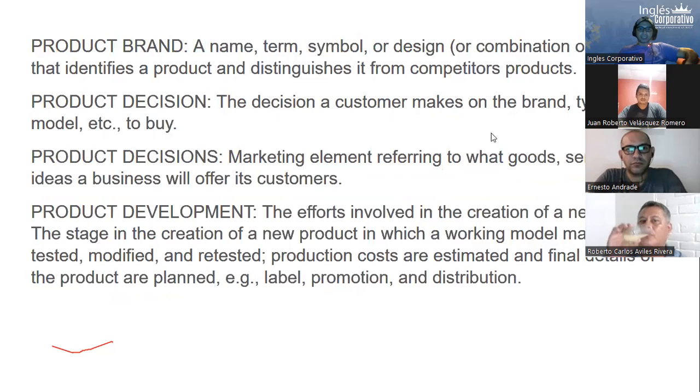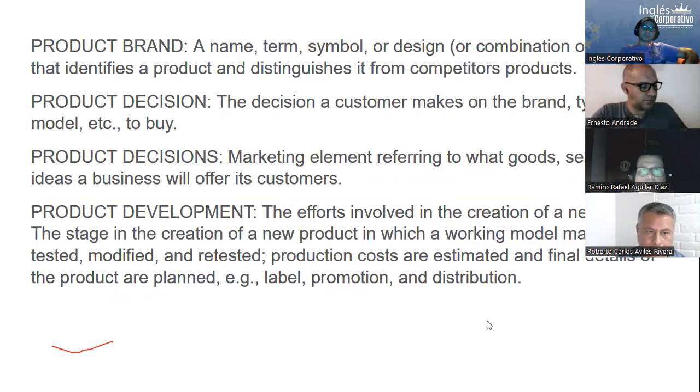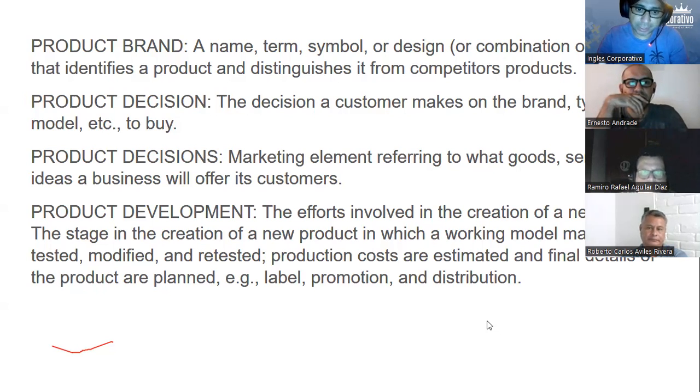We have more vocabulary here. So who wants to read product brand? Product brand: a name, term, symbol, or design, or combination of them that identifies a product and distinguishes it from competitor's product. Very good. So, for example, if I say to you, Nike, you know the symbol, you know that this is about sports, shoes. So that is the product brand.